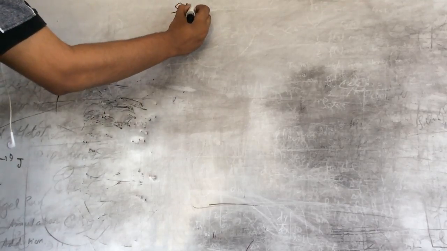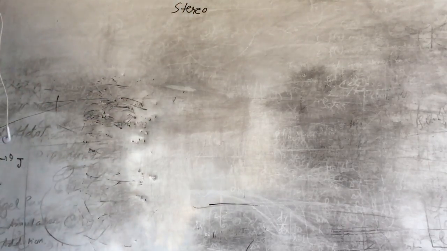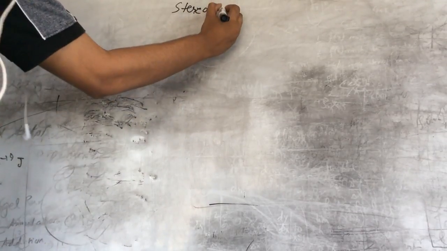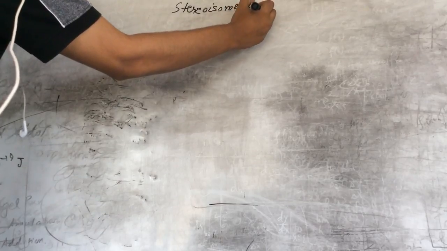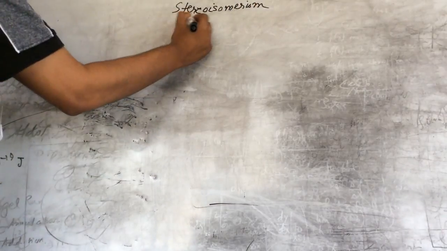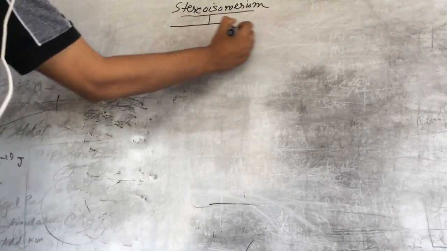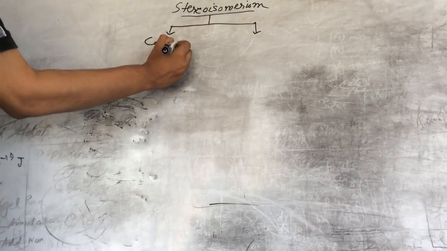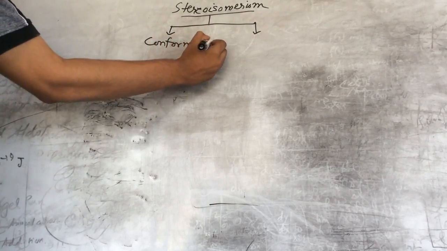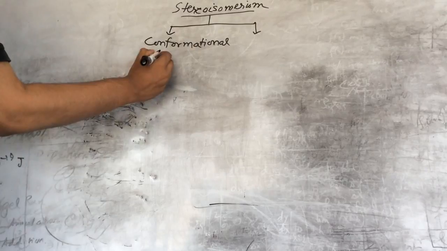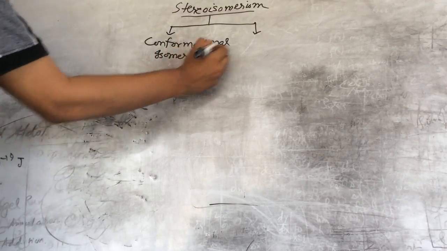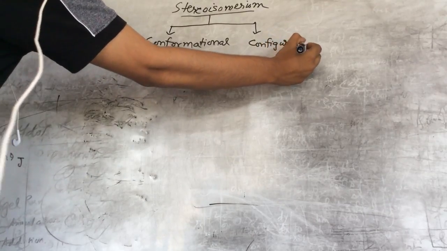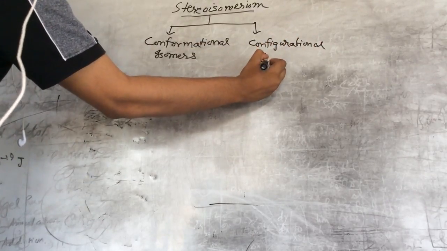Start stereoisomerism. And as we have previously stated, these are isomers which arise due to different spatial arrangements of molecules. So stereoisomerism is basically divided into two classes: conformational isomers and configurational isomers.